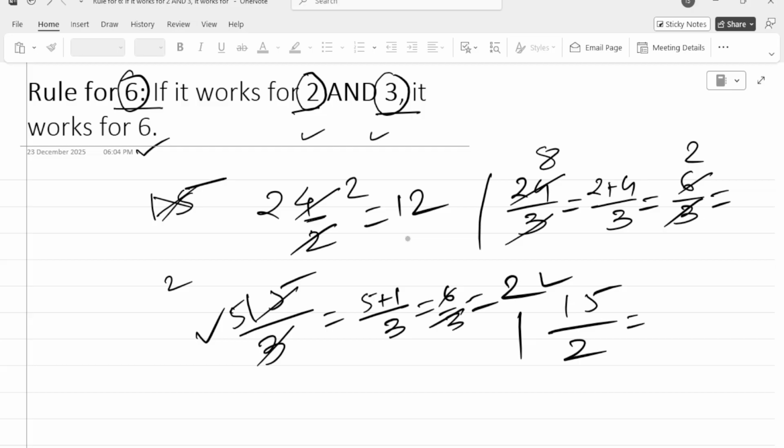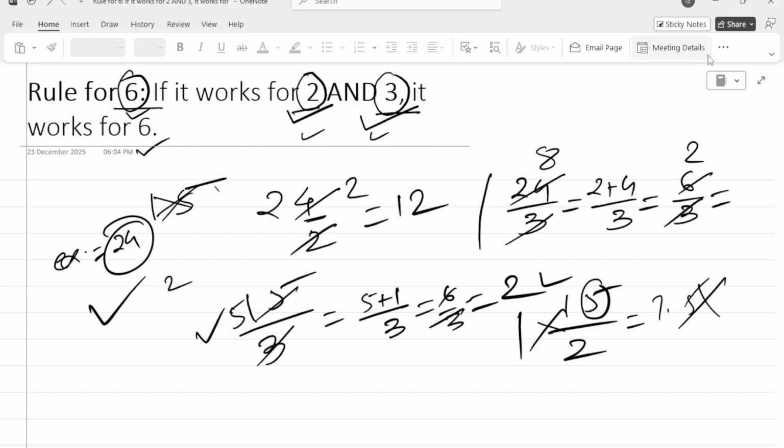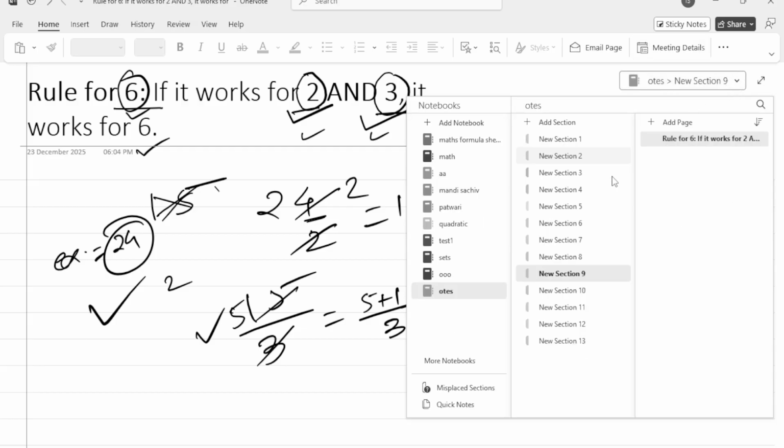15 has an odd last digit, so it can't be divided by 2. If we divide, it gives a fraction value, so it does not follow the divisibility rule for 6. So make sure that if any number is divisible by 2 and also divisible by 3, then it is divisible by 6. For an easy example I took 24. Now let's move to the next slide.